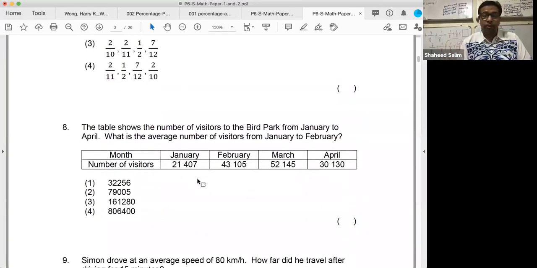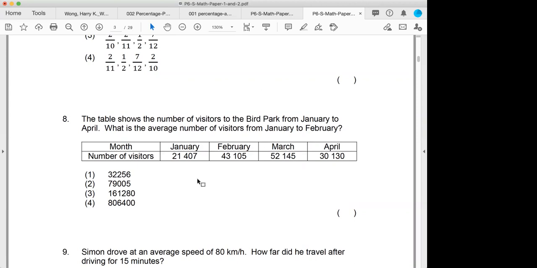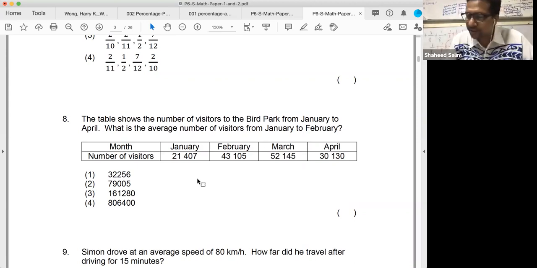And then, number 8, please. Do this type of question. Hey, use your calculator, Lison. Okay, 3, 2, 5, 6. 3, 2, 5, 6, says Miss Raihana.